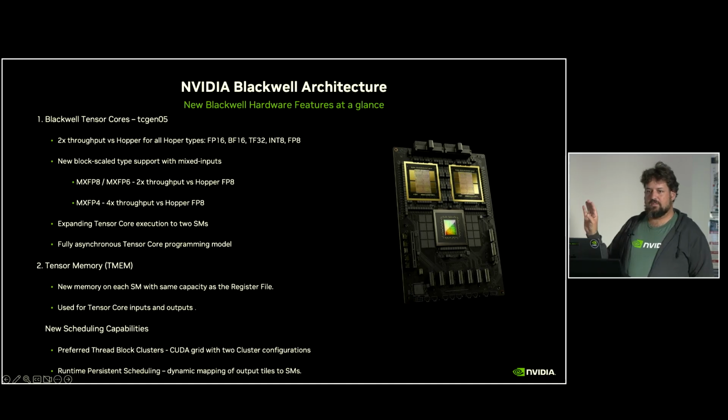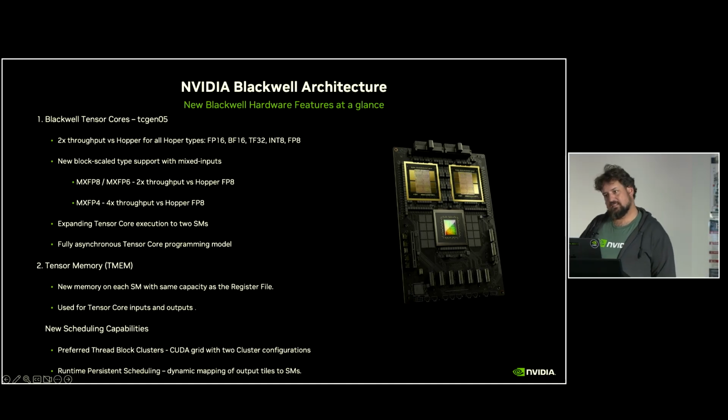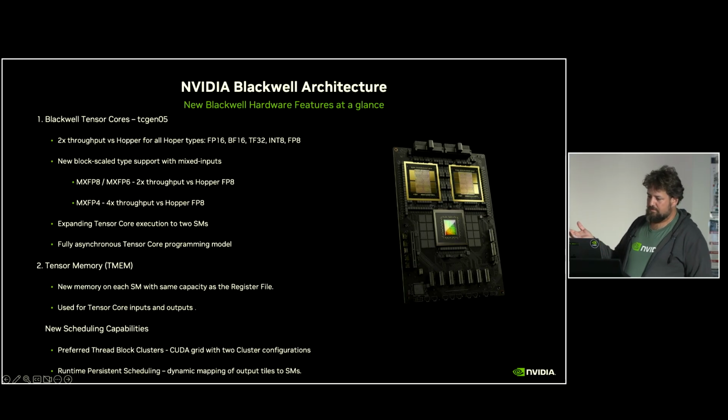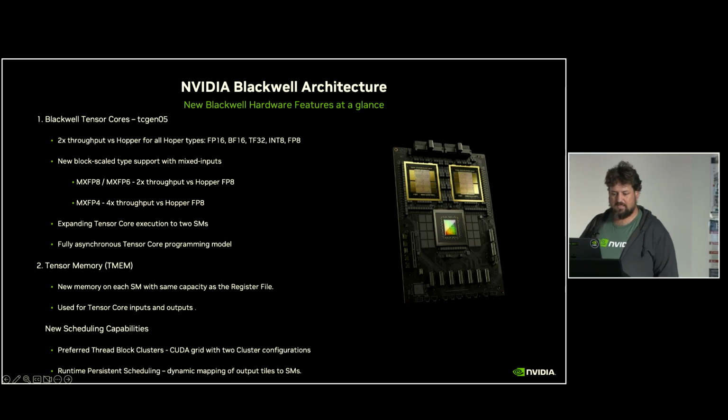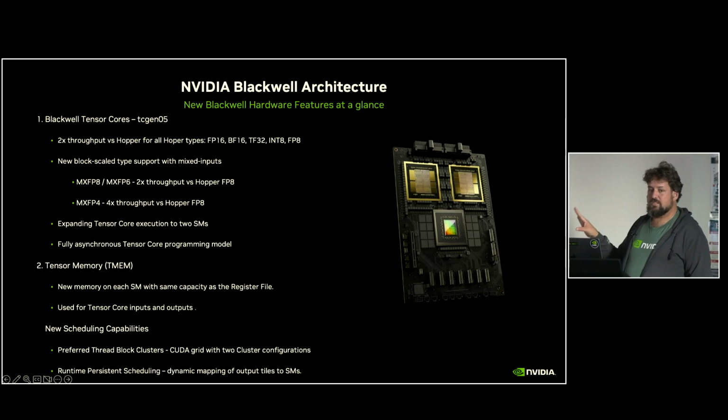Previously, you would have shared memory going to your SMs. Now you have tensor memory going to your tensor cores, which are the better tensor cores over Hopper. And this has new scheduling capabilities, such as thread blocks and things like this. So fundamentally, the takeaway from this slide is that the hardware is changing a whole lot.